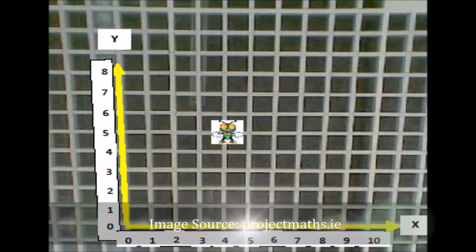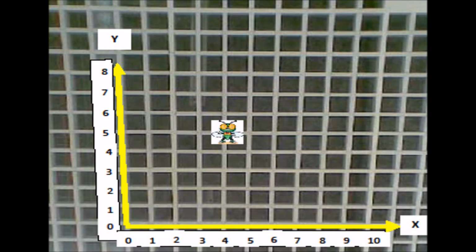Now, like Descartes, we are going to find exactly where the fly is on the ceiling. So first, we must find where the fly is on the x-axis. Remember, the x-axis is the bottom row, or the horizontal row. We go along the x-axis and find that the fly is above the number 4 on the x-axis. We then move from the x-axis to the y-axis. We move up the y-axis and we see that the fly is to the right of the number 5 on the y-axis.